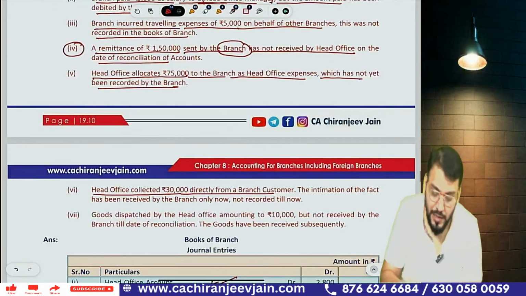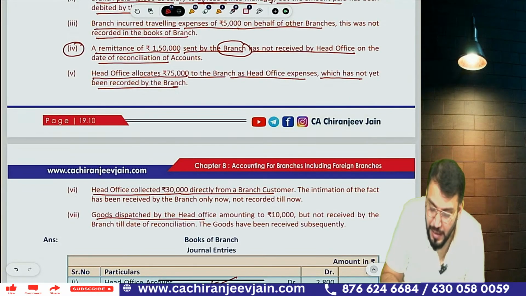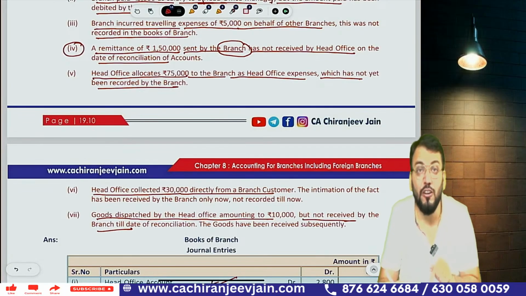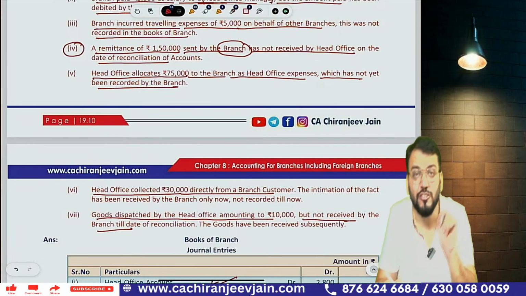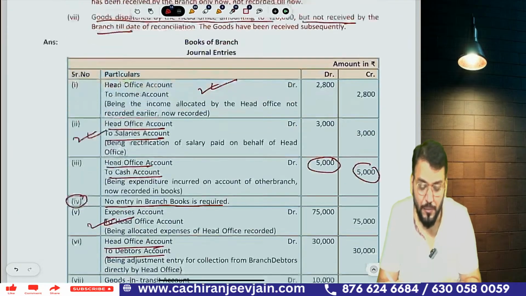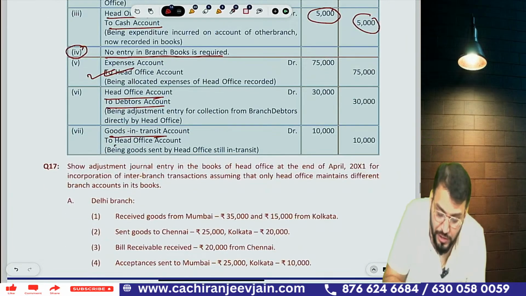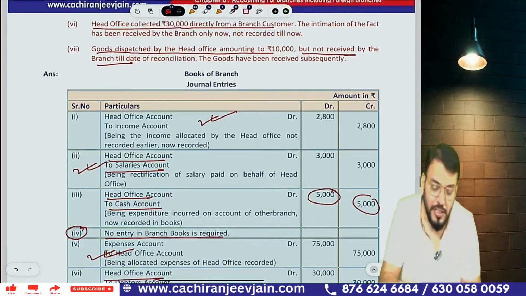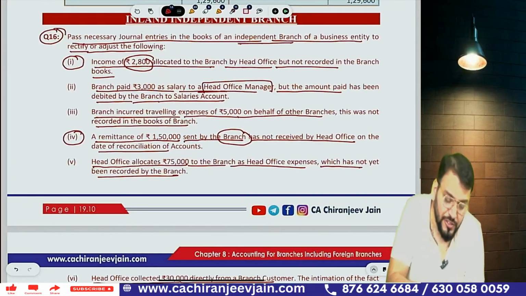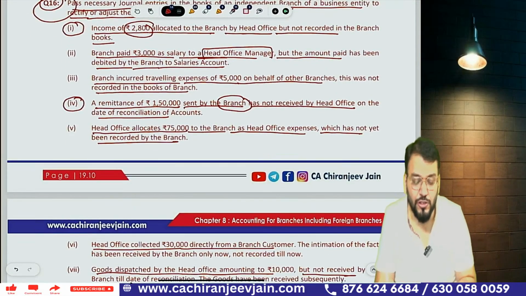Yes, sir. Last: goods dispatched by head office amounting to rupees 10,000 but not received by the branch. So it becomes a reconciliation transaction in the books of branch. We'll say goods in transit to head office. Normally, this is the type of question they ask.